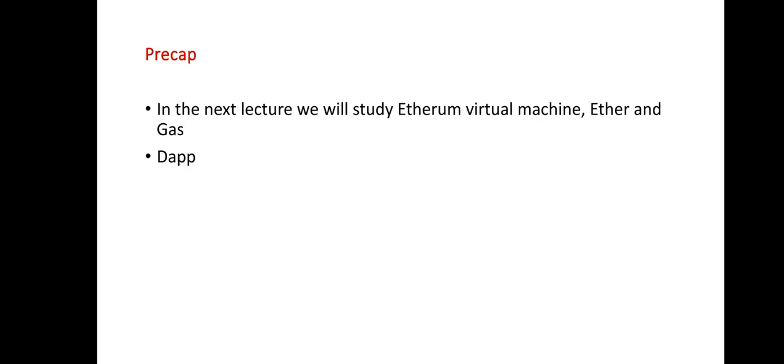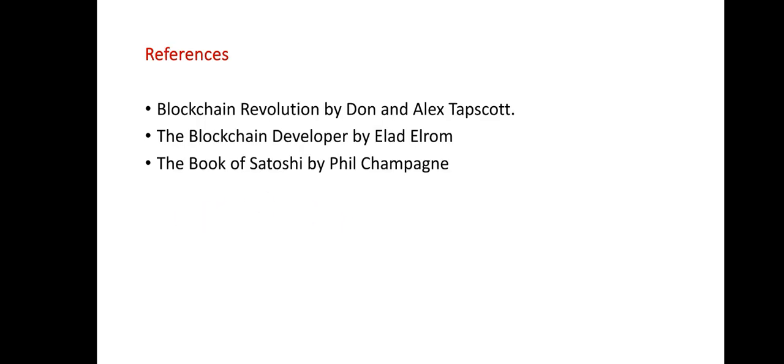In our next lecture we will study the Ethereum virtual machine. In it, Ether and gas are used to process the smart contract, and for decentralized smart contracts, DApp is used. So we will talk about the DApp also. Okay, so these are some references.